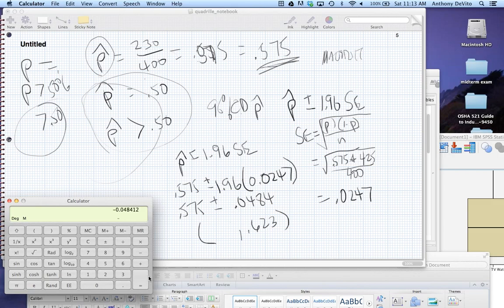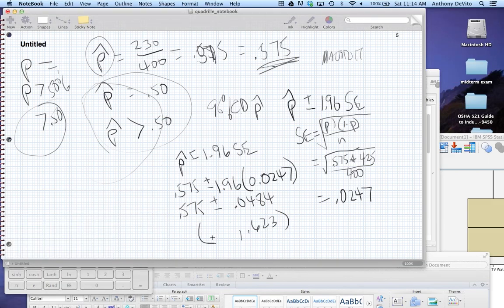0.575 minus, let me recall. Nope, I got that one. 0.575 plus, oops, 0.575 minus memory equals 0.527. So we're 95% certain that her real population proportion is, yeah, Anand even got it a little bit better than I did. Our real population proportion is between 52% and 62% of the population.